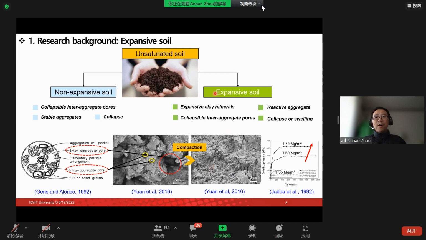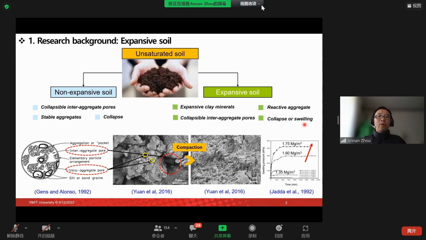But different from the non-expansive soil, expansive soil contains some forms of expansive clay minerals sensitive to the environment. When the expansive soil absorbs water, the aggregates can swell, but the interaggregate pores can still collapse. So therefore, the overall deformation of expansive soil can be either collapse or swelling.